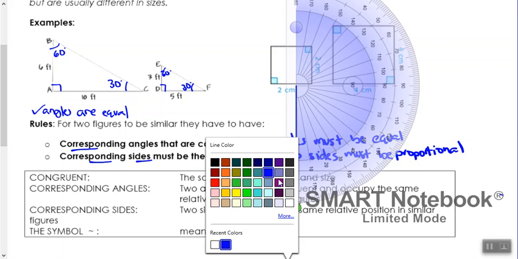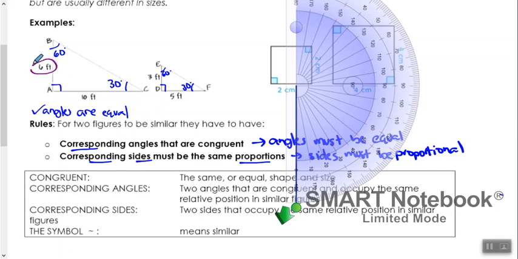And taking a look at my sides. Okay, so here I have 6 feet at this AB, which corresponds to this side on this triangle, ED, so 6 foot to 3 foot. Okay, so 6 to 3, that is a 2 to 1 ratio. So divide both those by 3. So 6 divided by 3 is 2, 3 divided by 3 is 1. So this ratio is 2 to 1 for those sides.